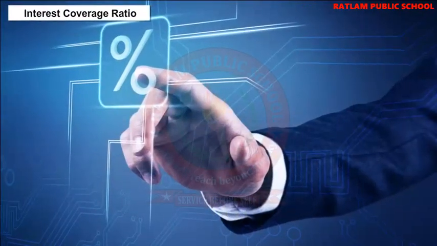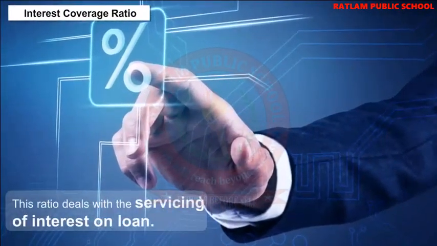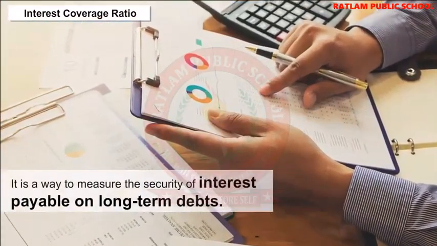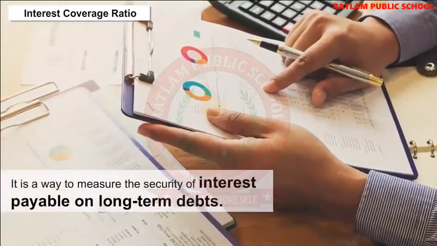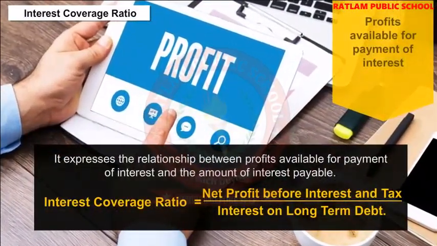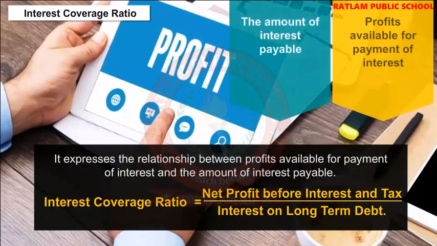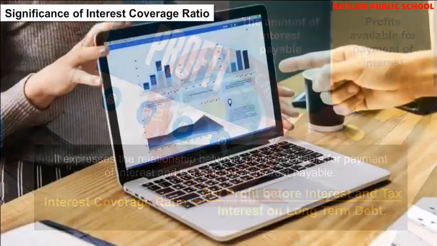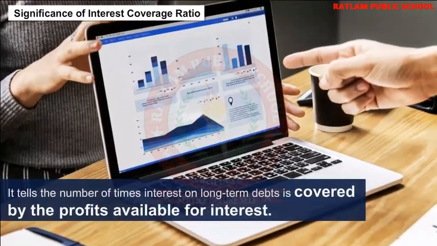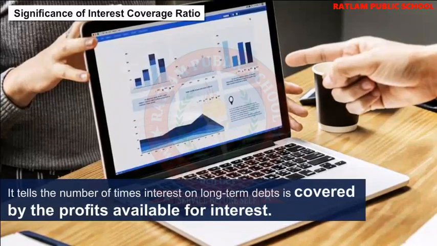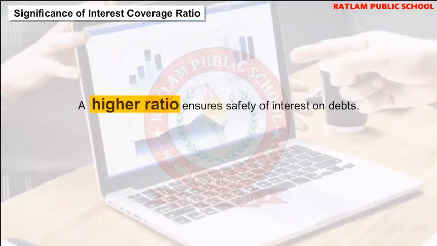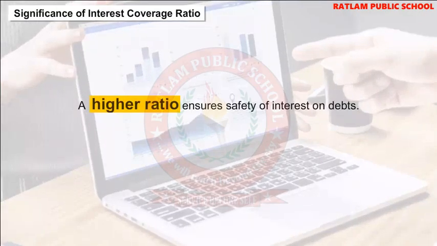Interest coverage ratio. This ratio deals with the servicing of interest on loans. It is a way to measure the security of interest payable on long-term debts. It expresses the relationship between profits available for payment of interest and the amount of interest payable. Significance of interest coverage ratio. It tells the number of times interest on long-term debts is covered by the profits available for interest. A higher ratio ensures safety of interest on debts.